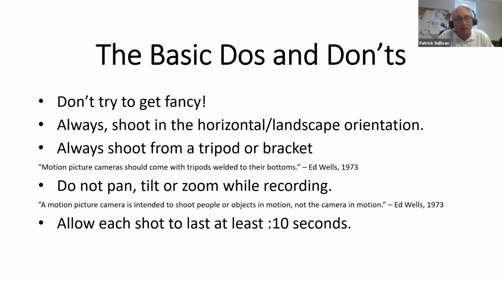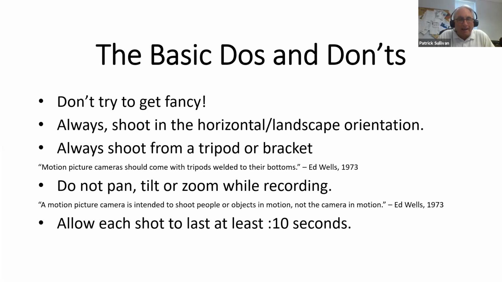My old cinematography professor, Ed Wells, who I will quote a couple of times in this program, used to say that motion picture cameras should come with tripods welded to their bottoms. Well, there's something to be said for that. A steady camera is very important. Now, ironically, I'm going to show you some examples in a little bit where I shot some video without using a tripod, but I was in a small boat, and sometimes there are some circumstances that a tripod just isn't practical, but those tend to be few and far between.